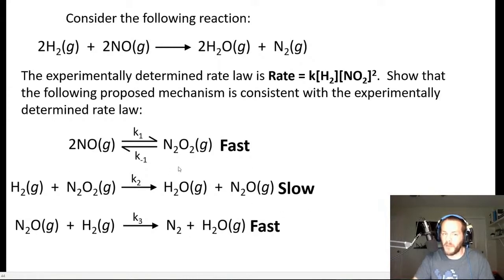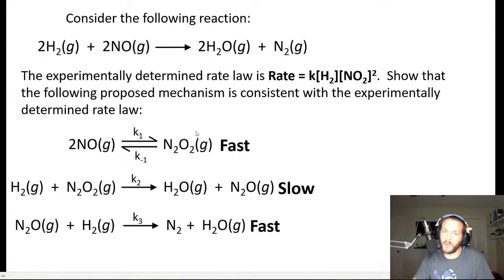Now, because the first step is fast and the second step is slow, the product of the first step sort of builds up, and it doesn't react very quickly because the second step is so slow. And so you have the product of that first step building up and building up to the point where the substances on the right-hand side of this equation, the products, actually react with one another. In this case, this decomposes to form the reactants.